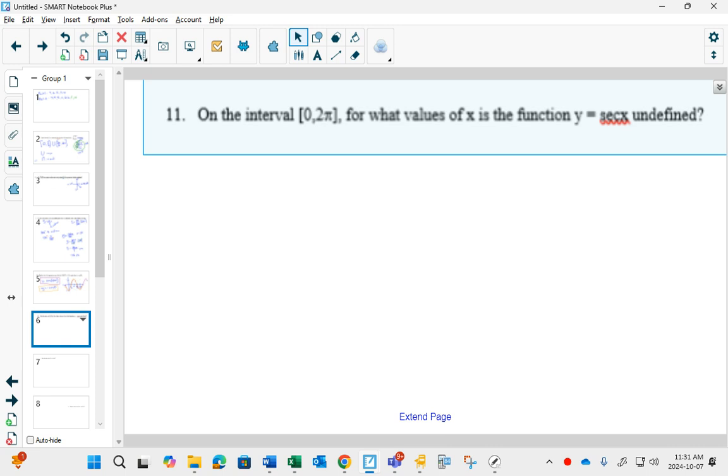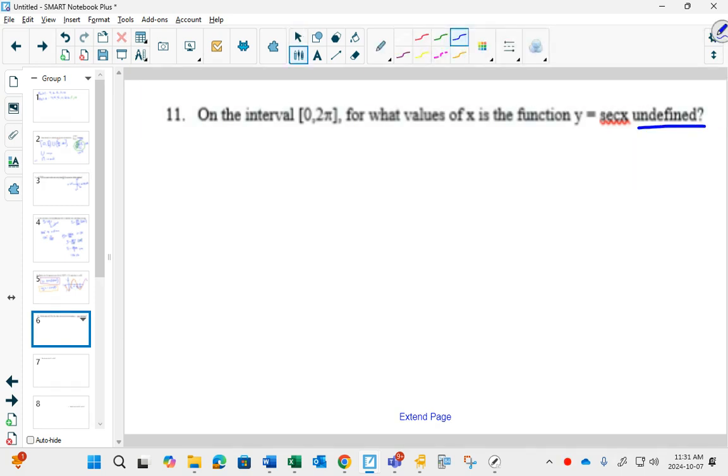On the interval from 0 to 2 pi, where is y equals secant x undefined? Before we had defined, which asks where things are possible. Undefined asks where they're impossible. Are there any values that you're not allowed? So the first thing I would do, I would say, well, the definition of secant is 1 over cos. And then I know that I'm not allowed to divide by 0, so can you see that anywhere that cos x is equal to 0, this is going to be bad.